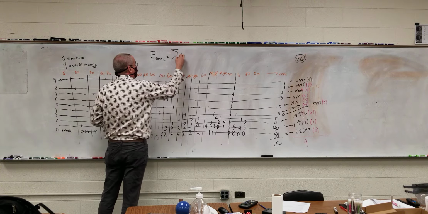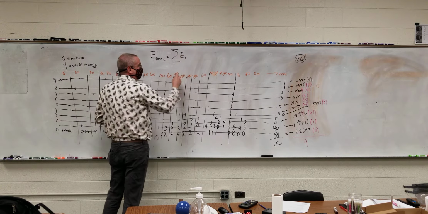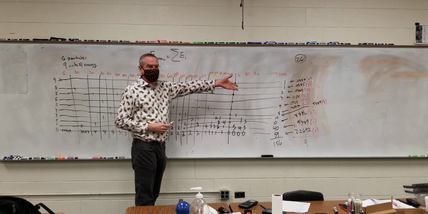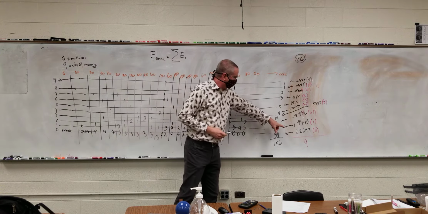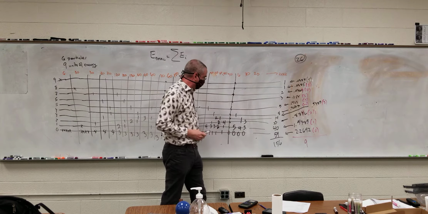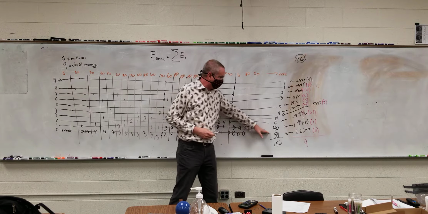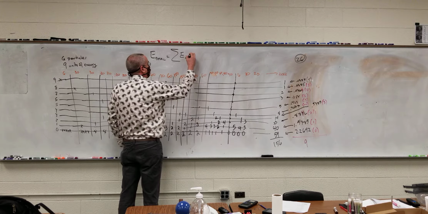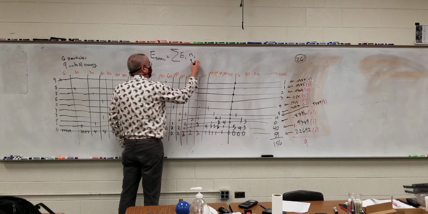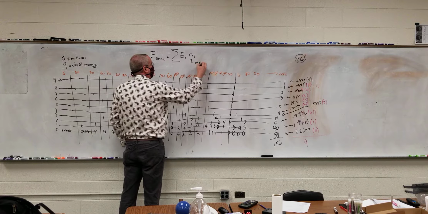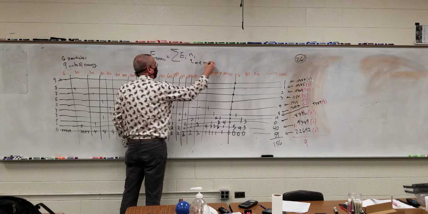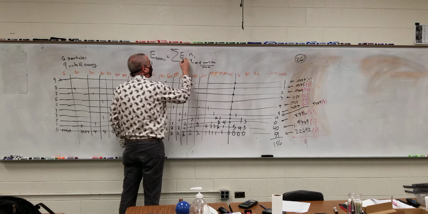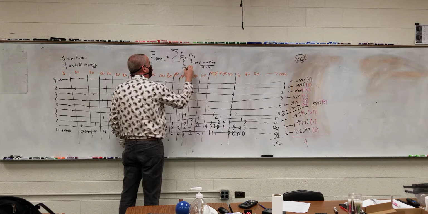The sum of my individual energies times the number of particles per state. On average, I'm going to have, because I added up the total number of possibilities in this state divided by the number of states, which is 26, times n sub i. So this is the number of particles per state, and this is the energy of that state.